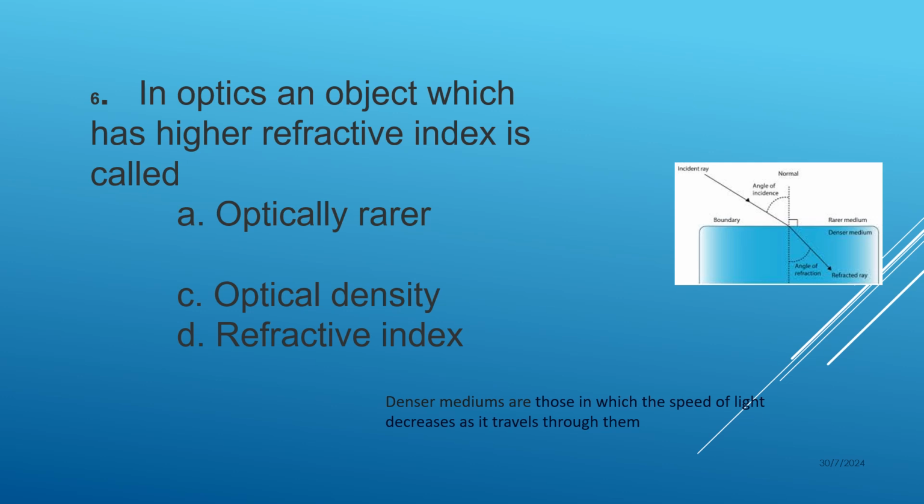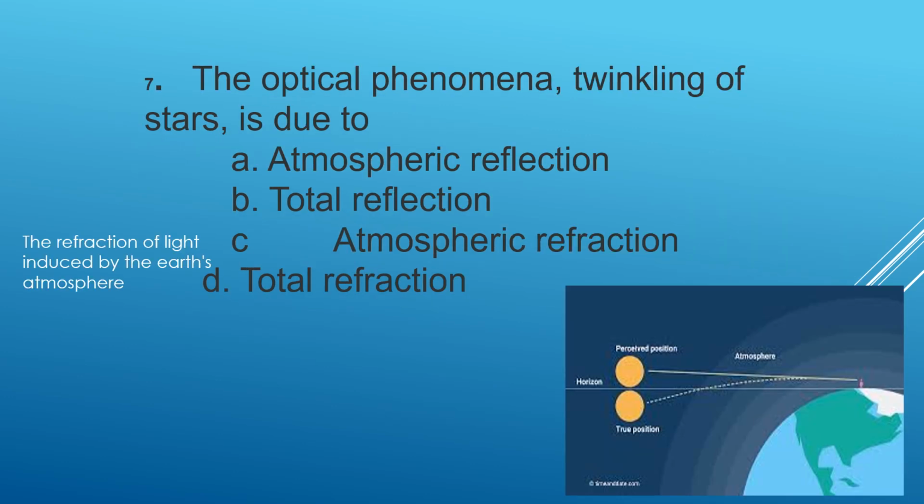In optics, an object which has higher refractive index is called optically denser. Main point: denser mediums are those in which the speed of light decreases as it travels through them. The correct answer is optically denser. The optical phenomenon twinkling of stars is due to atmospheric refraction. In the next slide, we discuss in detail reflection and refraction.